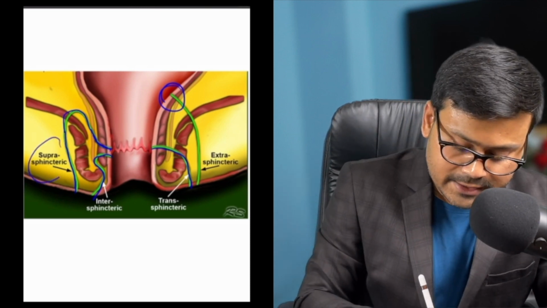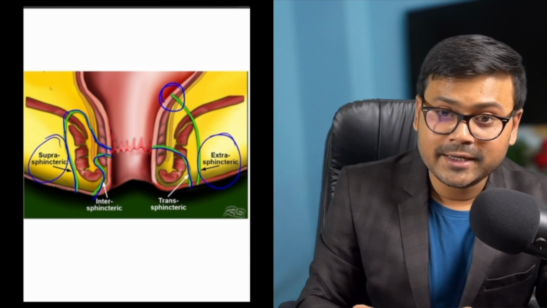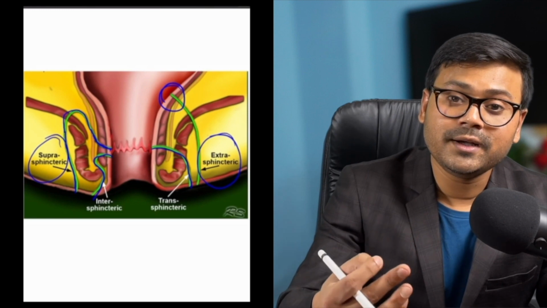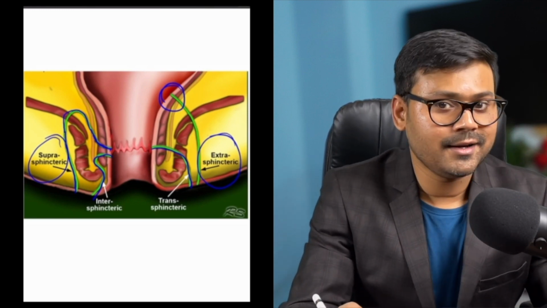So suprasphincteric and extrasphincteric, what is the difference? In extrasphincteric, one side of the blind end is coming from the rectum, okay, whereas in suprasphincteric, it is coming from the anal canal, right?